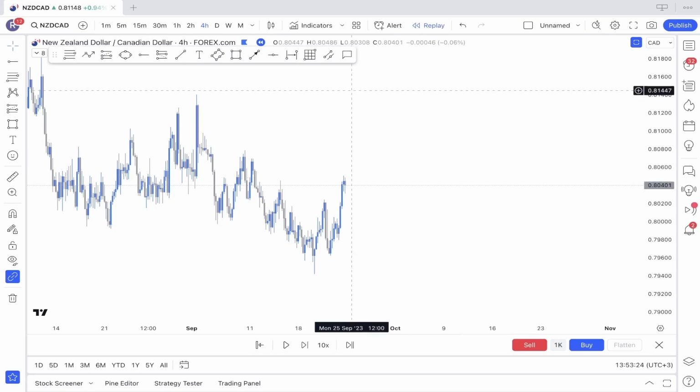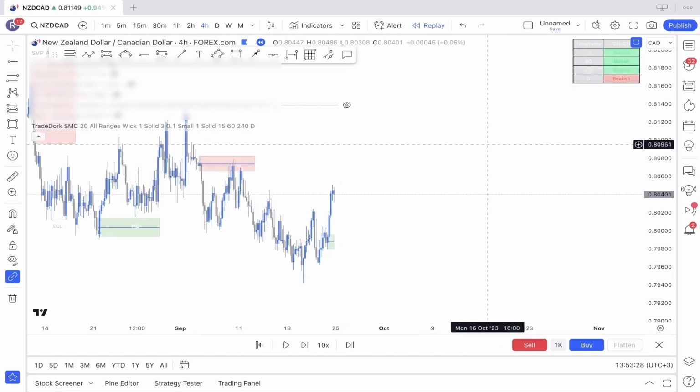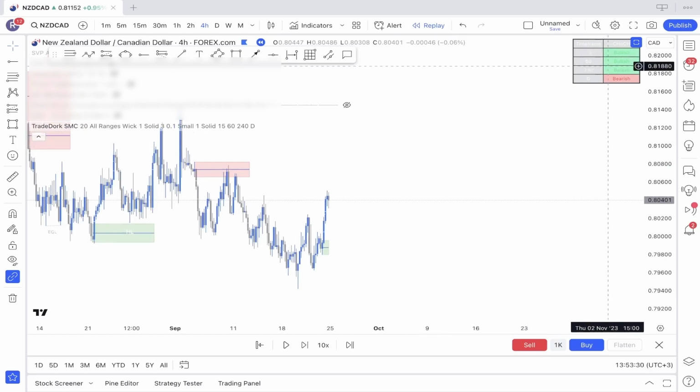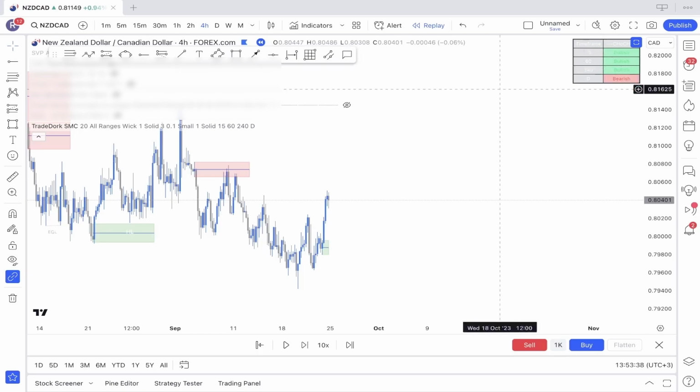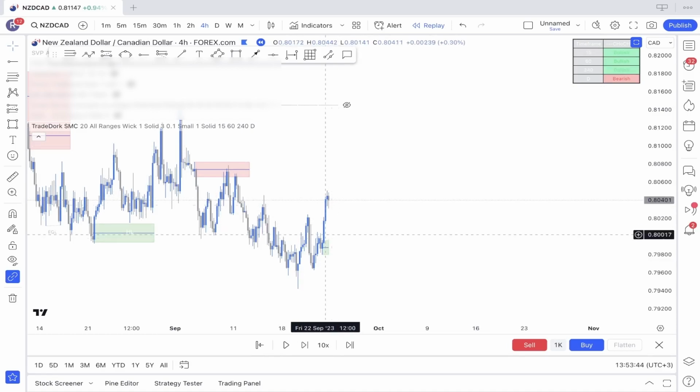The first thing I did is I enabled the TradeDork SMC indicator, and I was looking at the graph. I saw that the M15, the 60 minute, which is the 1 hour, and the 4 hour time frames were all bullish, so that's a great confluence. Only the daily was bearish, but overall this pair was bullish, okay? And we can see that the momentum was to the upside right here.